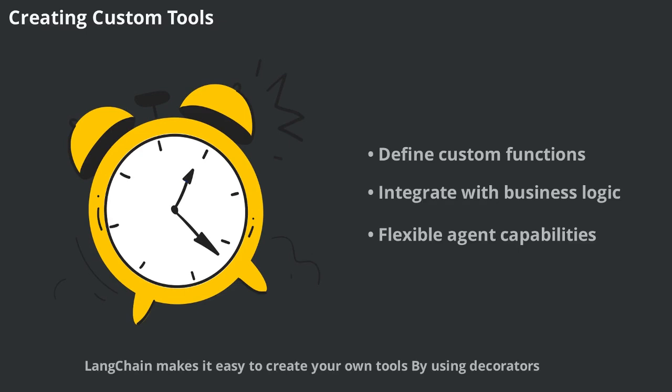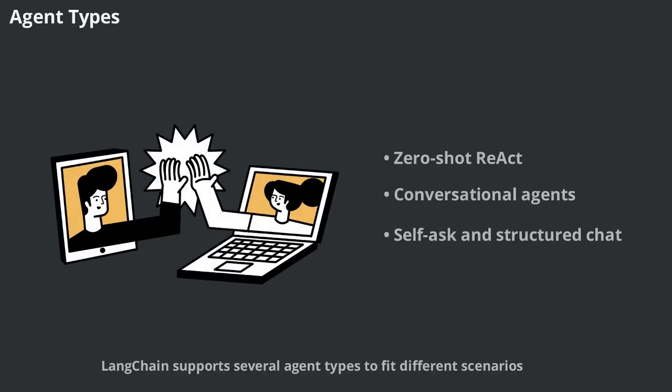LangChain makes it easy to create your own tools. By using decorators, you can define functions that agents can call as needed. For example, you might build a search function that queries your product database. This flexibility allows you to tailor your AI agents to your business logic, integrating them deeply with your existing systems and workflows.